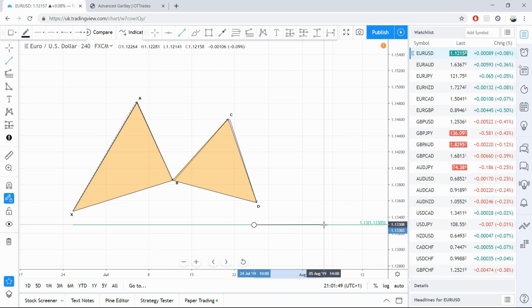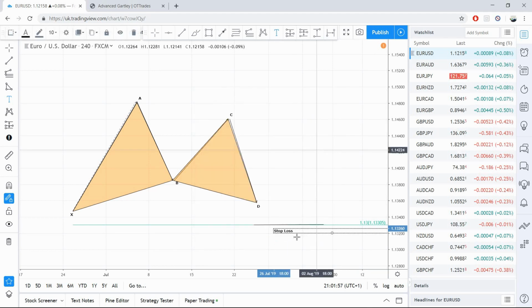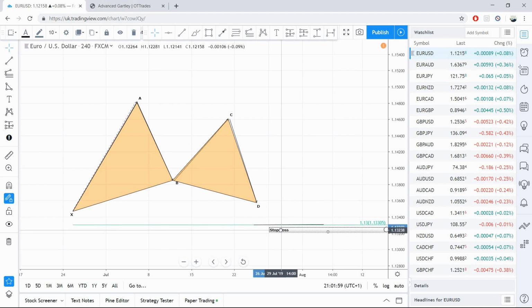So this is where the pattern is invalid. So the pattern is no longer valid, therefore we want to get out of the trade and cut our losses. Because at this point we're saying that the pattern is no longer valid, so that reversal is now unlikely to happen because we've continued lower. We've had our opportunity from the D point down to this level to reverse. It hasn't done that, therefore we're no longer expecting this to reverse, we're expecting it to continue lower, so we'll just cut our losses and get out of the trade at this point.